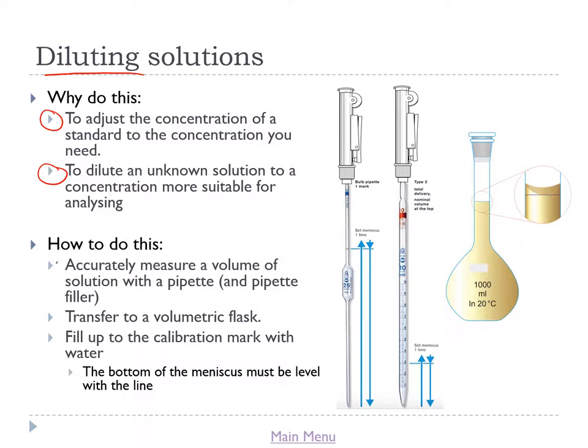First thing you do is accurately measure a volume of the solution that you want to dilute using a pipette, and a pipette filler as well. Now, a pipette is not one of those little squeezy plastic things. It is a glass instrument like these two things here. Pipettes are used to measure volumes of liquids very accurately. And broadly speaking, there are two types. This first one is an example of a bulb pipette, and you've got the pipette filler here.